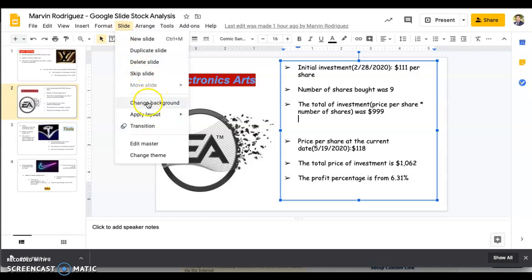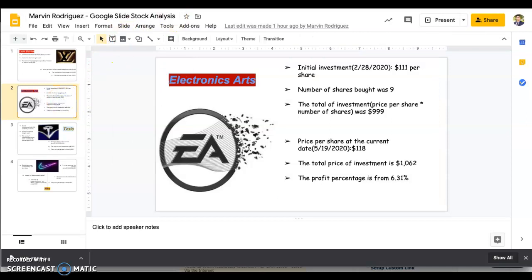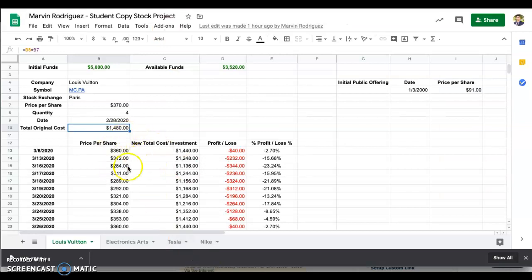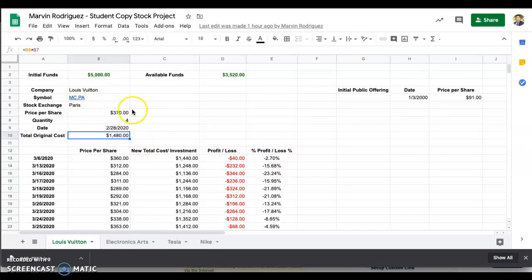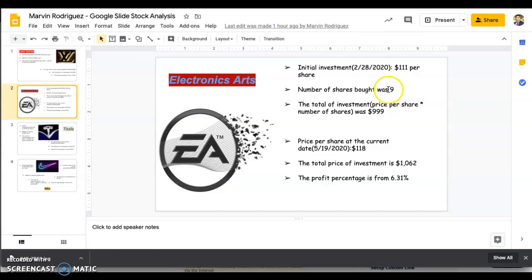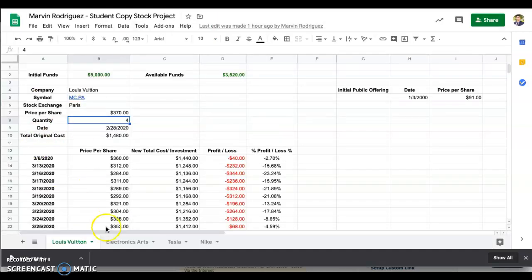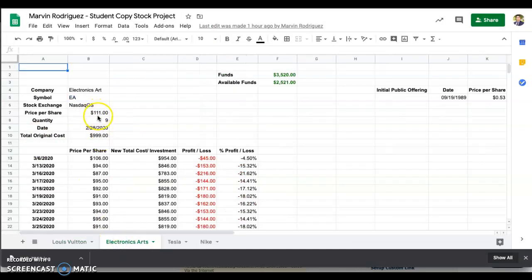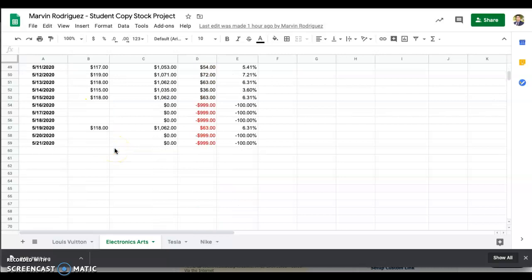If you go into slides, you would need your project. Initial investment 228, bought it at 370, 4 shares. Well, he changed it. All right, he should have 4 here. Oh, sorry, that was Louis Vuitton. Electronic Arts, right here you go. 4 shares, 9 shares, 111, and he went all the way up to today. Today's at 118, and got all the information from the project.